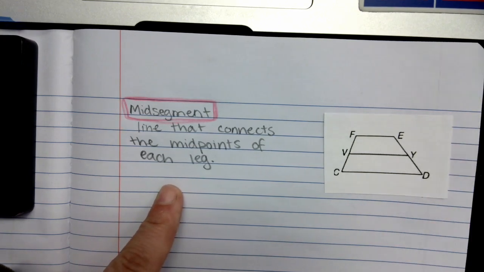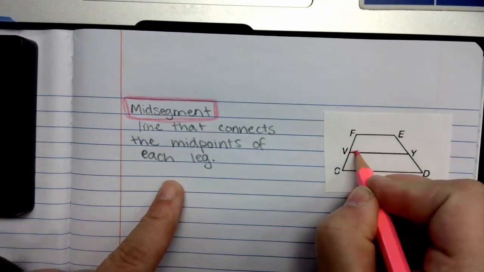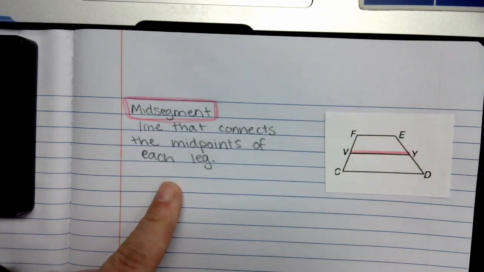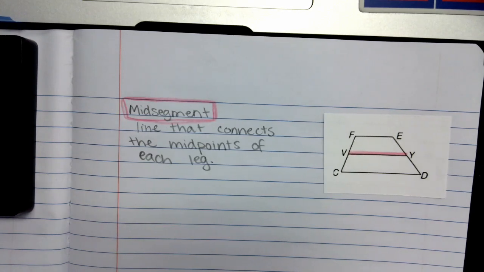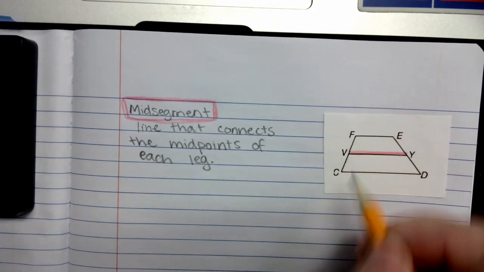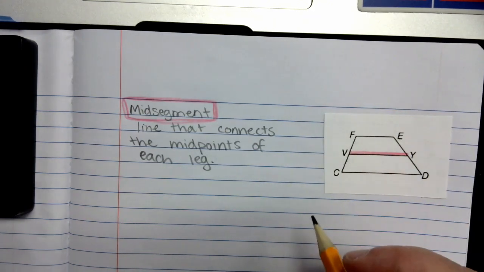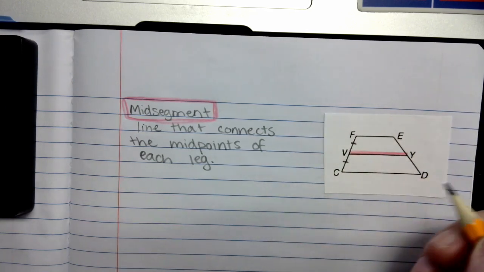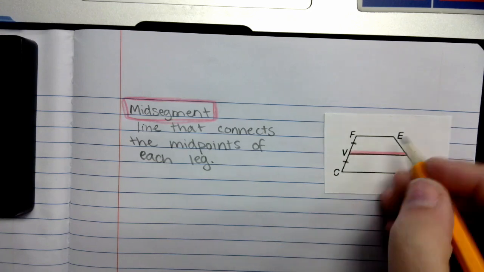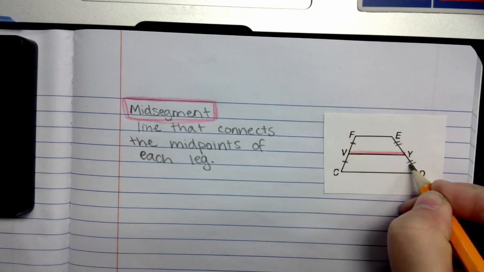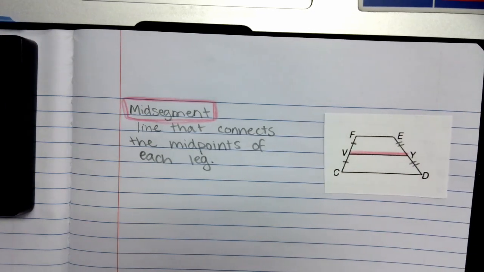Alright. VY equals, we're going to add together the bases, FE plus CD, and divide by 2. So because it's a mid-segment in a trapezoid, it ends up being half the distance of the sum. It's the average. It's right between the bases. So if you want to write that in words, it's that the mid-segment is equal to the sum of the bases divided by 2.